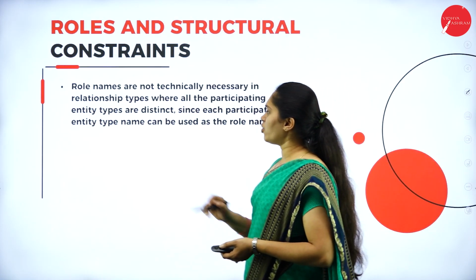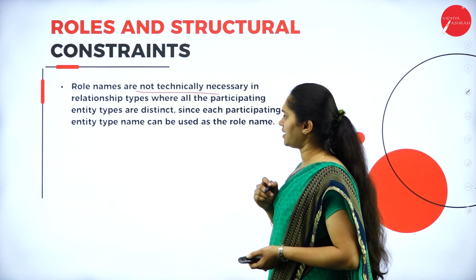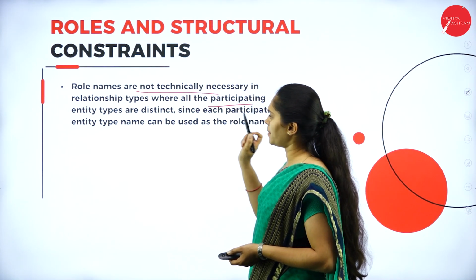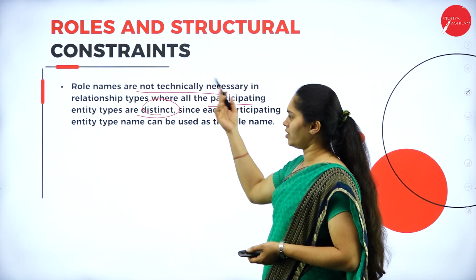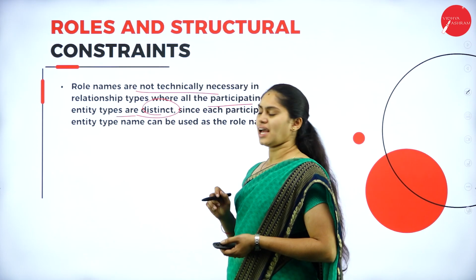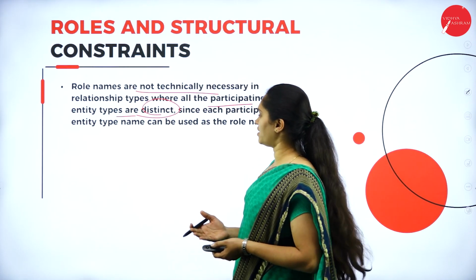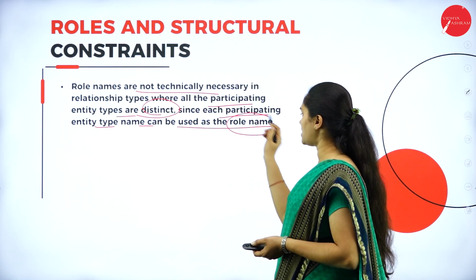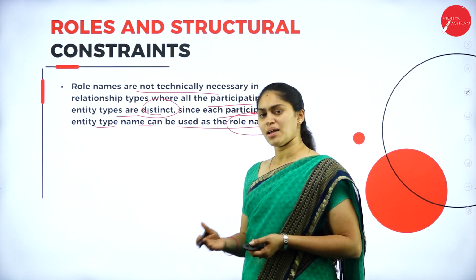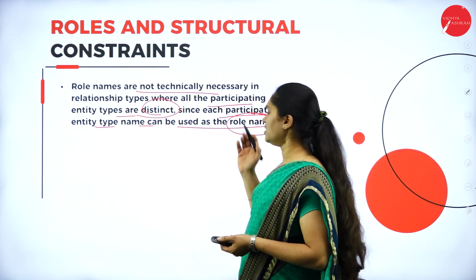Role names are not technically necessary in relationship types where all the participating entity types are distinct. So here, there is no need to bother about role names. Why? Because the entity types are distinct from one another, so each participating entity type name can also be used as a role name. The entity type name itself specifies the role name.